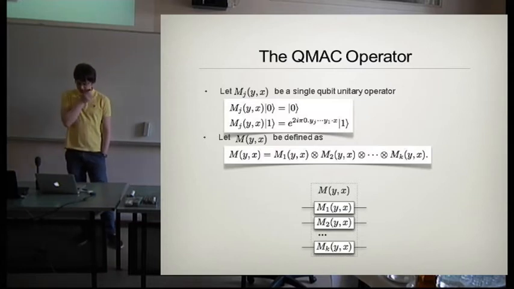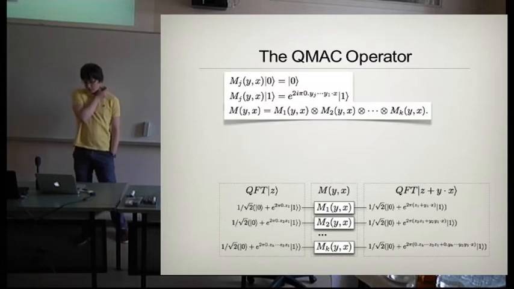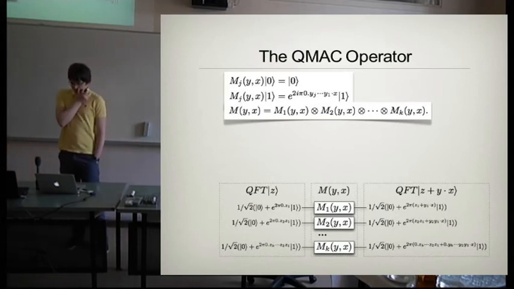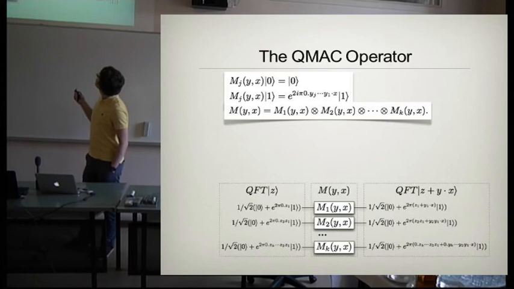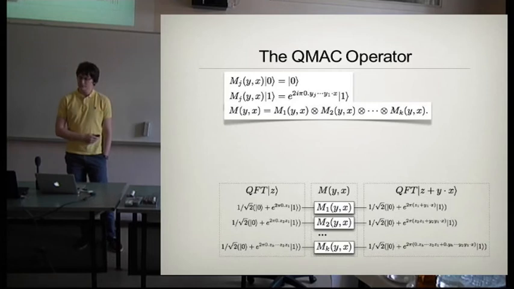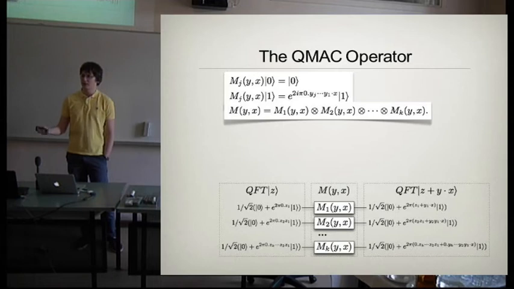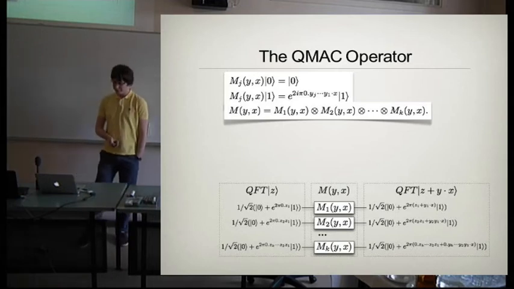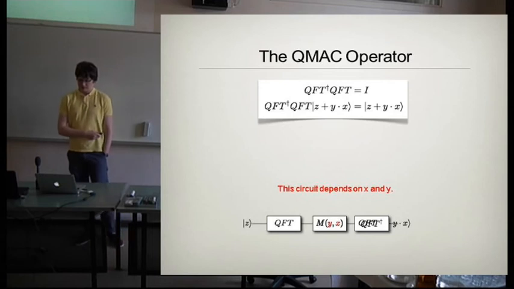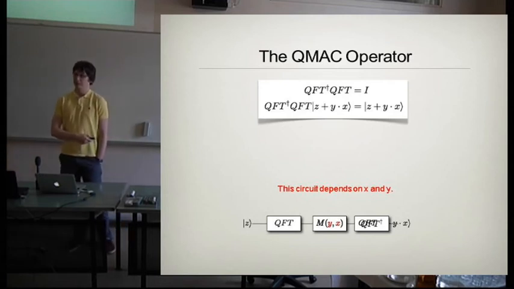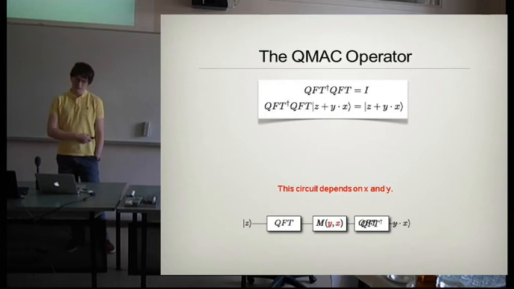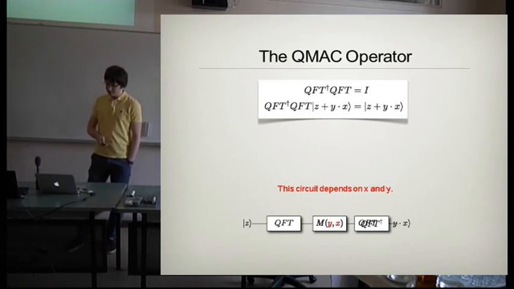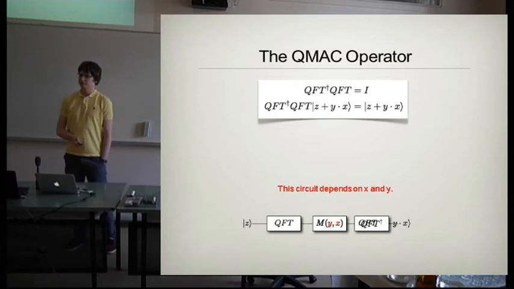So if you apply this operator onto the quantum Fourier transformation of an integer z itself, we will get this state here, which turns out to be just the quantum Fourier transformation of z plus y times x, which is the classical MAC operation. So, since quantum Fourier transformation is a unitary operator, we can apply its adjoint operator and just recover z plus y times x.